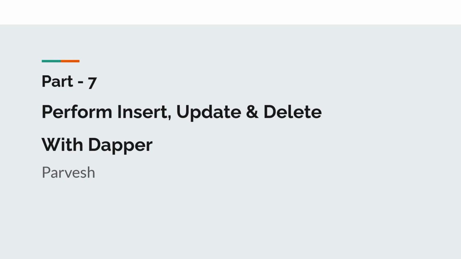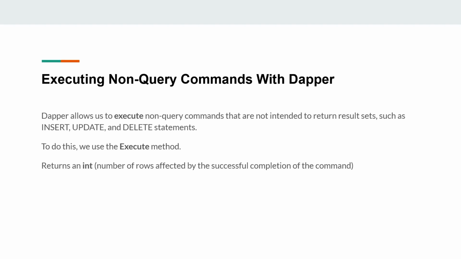Hello and welcome. In this video, we will understand how we can perform insert, update and delete using Dapper. To execute commands like insert, update and delete, we can use the Execute method from the Dapper library. Execute can be used with any non-query commands. Insert, update, delete are just examples of some of the non-query commands. Non-query commands are those that are not intended to return any result set. It will just perform some operation on the database and come out of it without returning any result set.